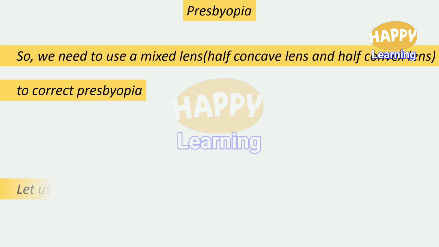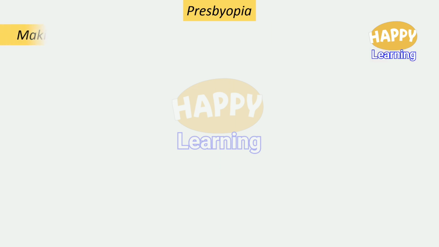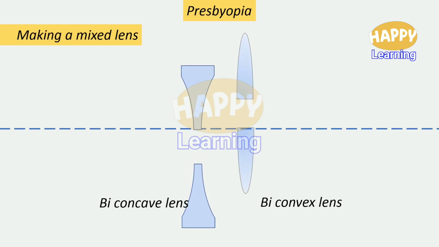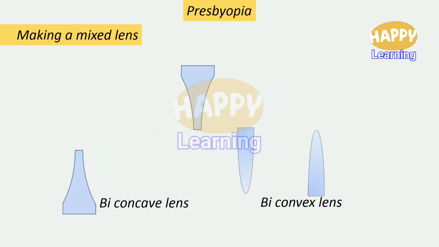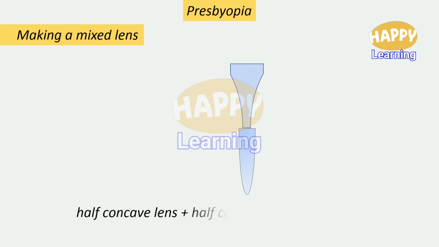Let us make a mixed lens using concave and convex lenses. Making a mixed lens. This is a biconcave lens. This one is a biconvex lens. Cut it into halves. Select two halves, one half from concave, one half from convex. Join these two as shown here. Half concave plus half convex together becomes a mixed lens.